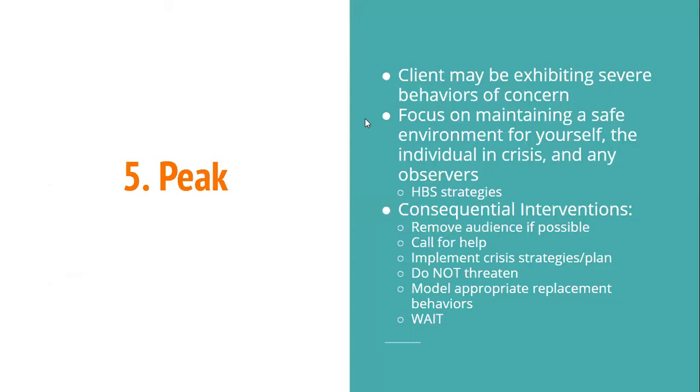Next, we have our peak, the point of the behavioral state of the escalation phase. During this time, our clients may be exhibiting more severe behaviors of concern. So we're going to focus on maintaining a safe environment for yourself, for the individual in crisis, and for any observers. Once we finish this slide, we're going to talk about our HBS strategies for keeping ourselves safe and keeping other people safe. But during this time, our consequential interventions are going to include removing an audience if possible. We want to call for help.